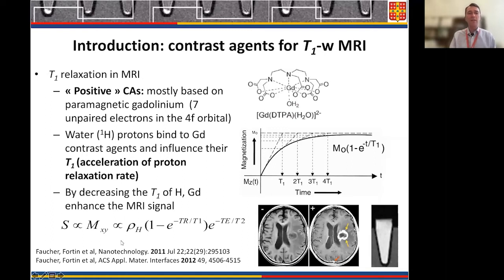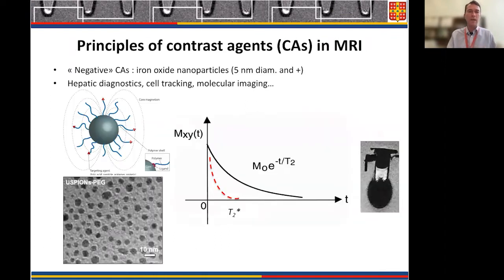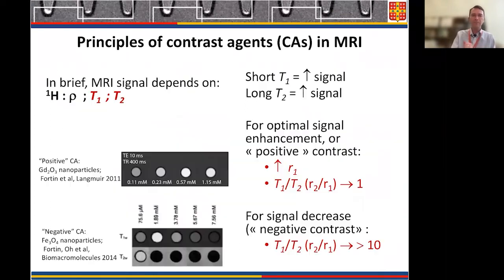These contrast effects can be predicted by the equation of signal, where rho is the concentration of hydrogens in the tissue, T1 is the longitudinal relaxation factor, T2 is the transverse relaxation factor, and TE and TR are basic parameters for MRI scanning, like echo time and repetition time.